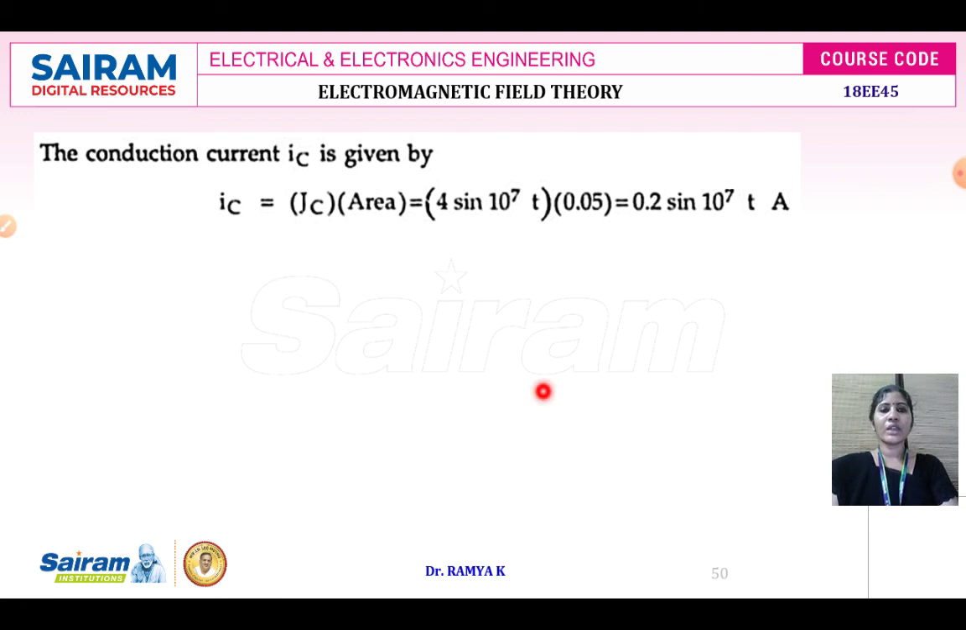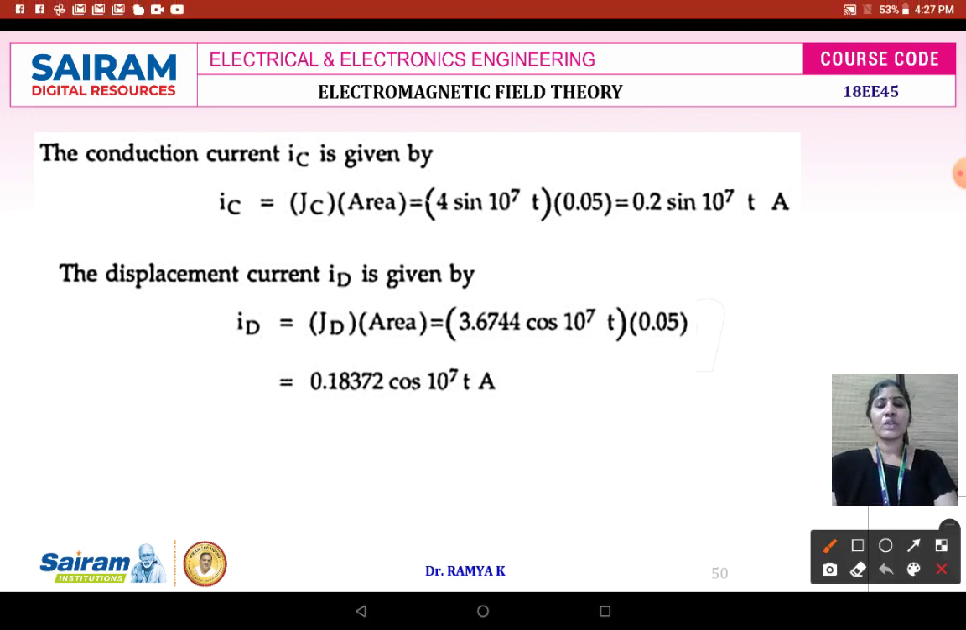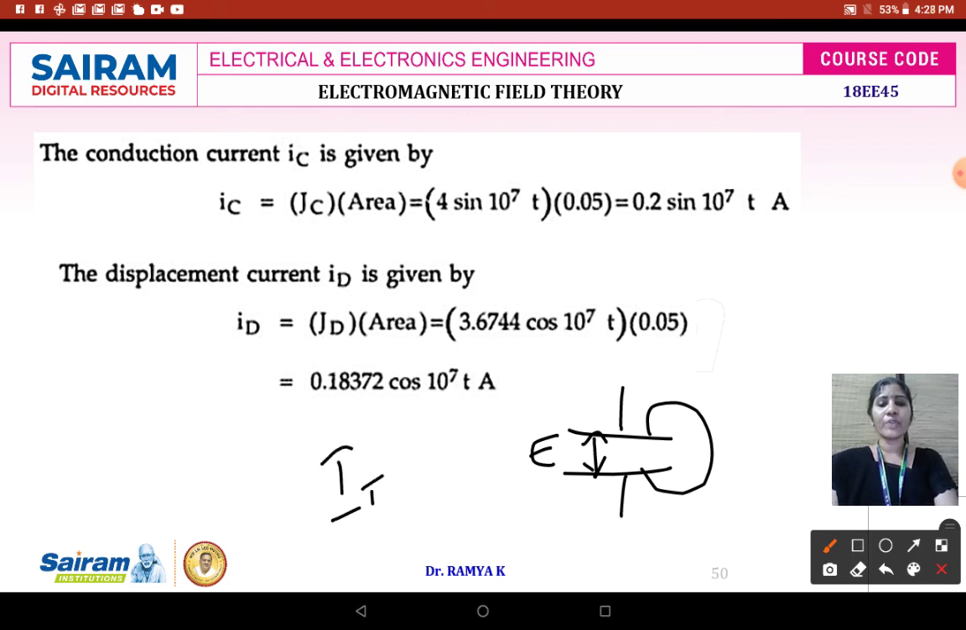Now the conduction current is nothing but the current flowing through the conductor. Therefore IC is equal to JC into area. In the same way, we need to identify the value of your displacement current. We are getting 0.18372 cos 10 to the power of 70. So the RMS value of the current will be the vector sum of IC and ID. Because when you take a capacitor, the two plates are going to be considered as conductors. In between the conductors, there is a dielectric medium. When you consider this, the total current is going to be the vector sum of your conduction current and the displacement current.